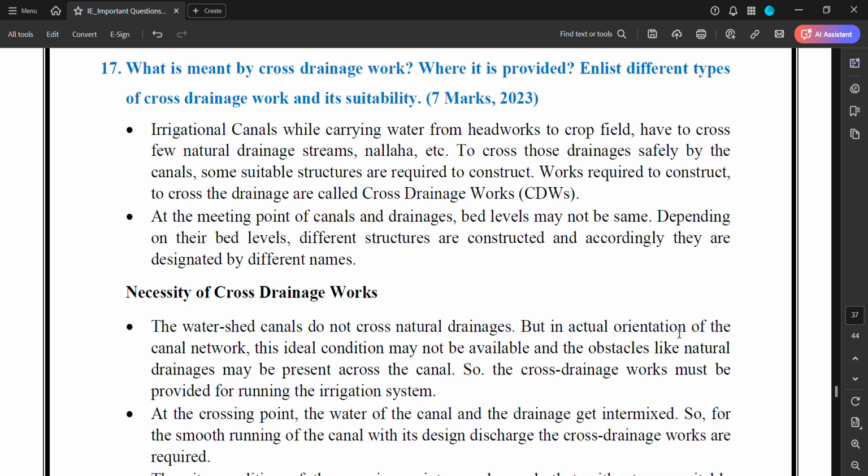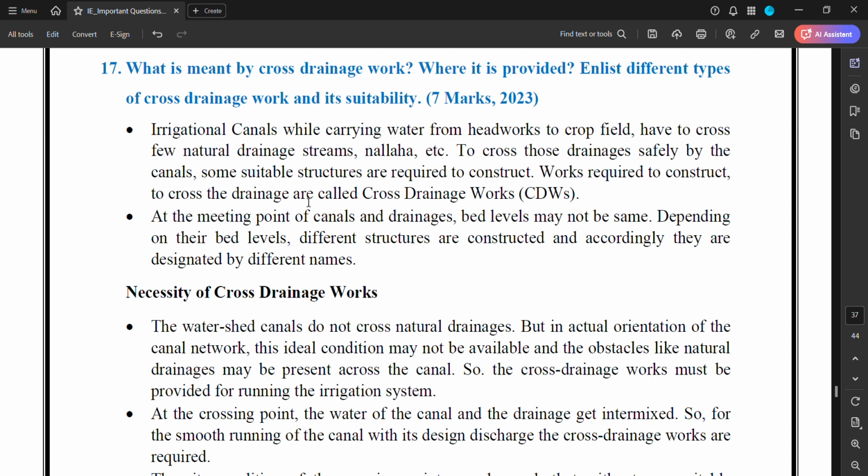Irrigational canals, while carrying water from headworks to crop fields, come across a few natural drainage streams, nalas, etc. To cross those drainages safely, some suitable structures are required. Works required to cross the drainage are called cross drainage works, CD works.